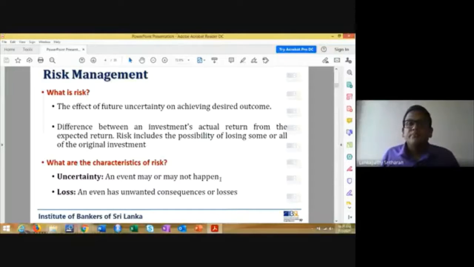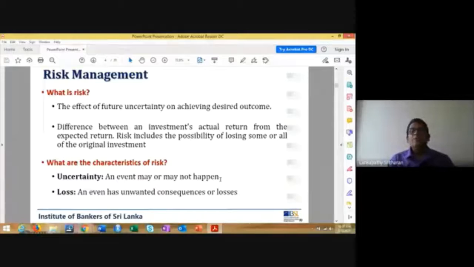But sometimes, due to an accident or a breakdown of the vehicle, I could not achieve that expected outcome of reaching the office within half an hour. Those events, accidents or breakdowns of the vehicle, can be called risk. So now you may have the full understanding.